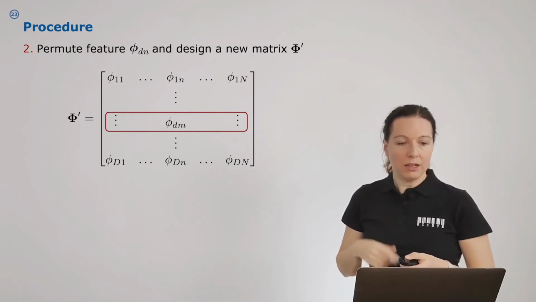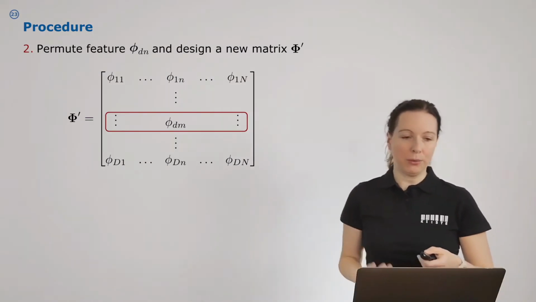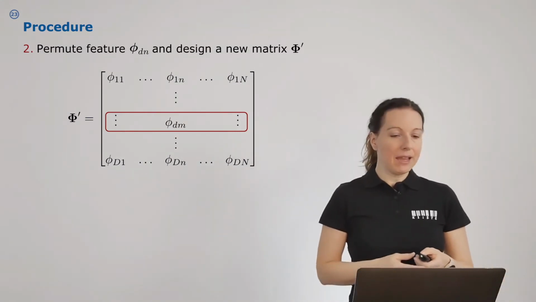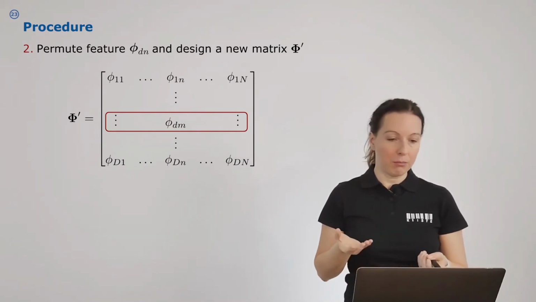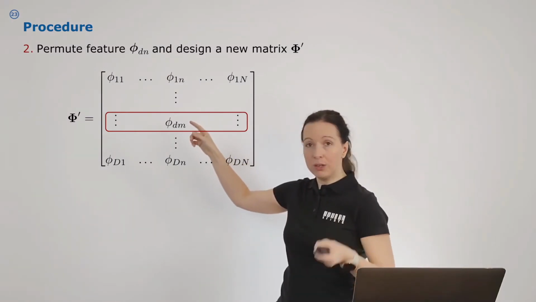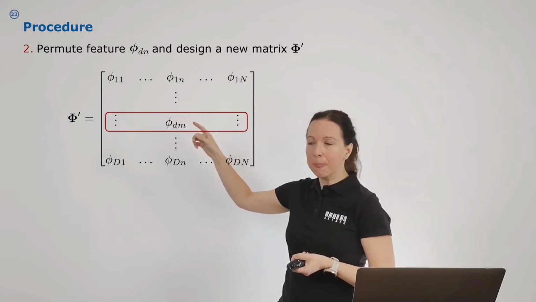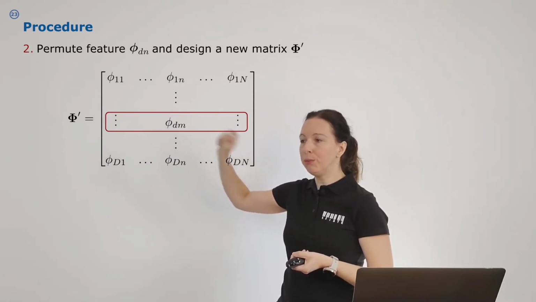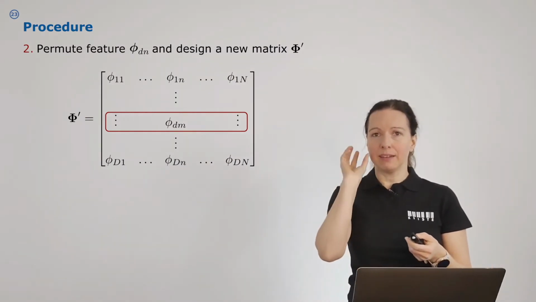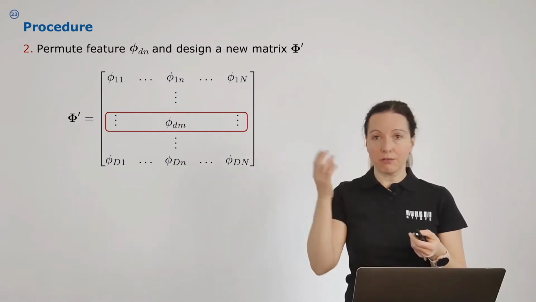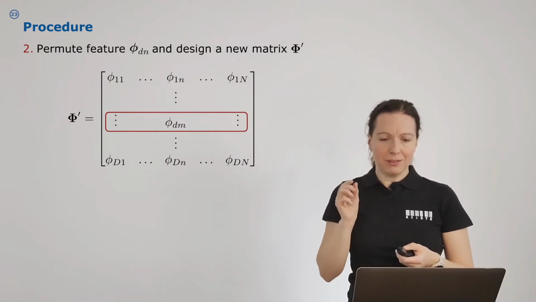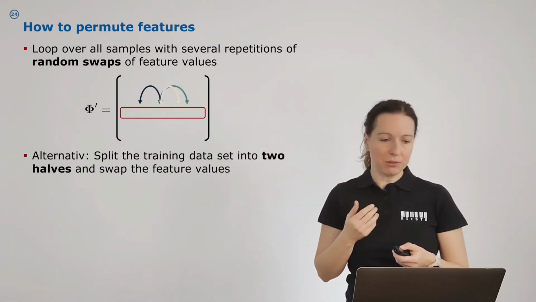And what you then do is you manipulate the input. You do this by permuting one feature phi dn and designing a new matrix phi prime. Normally the original value was phi dn, but you permute it, so it is replaced by another feature value from this dimension. In this case, it's denoted with phi dm. So what this permutation actually means, because there are different possibilities.